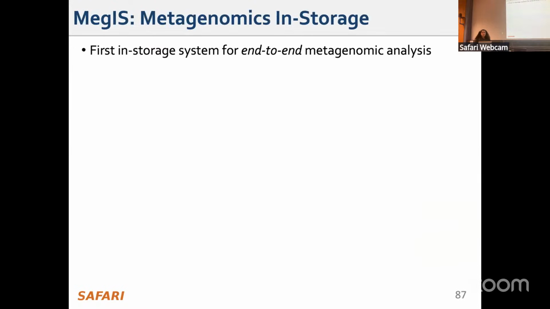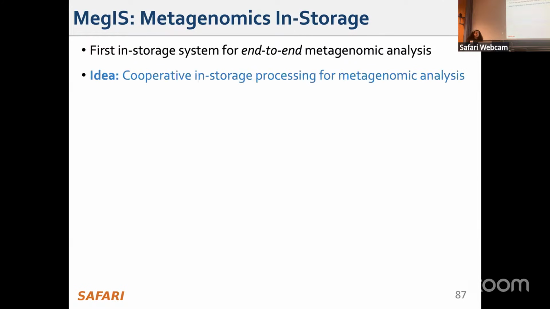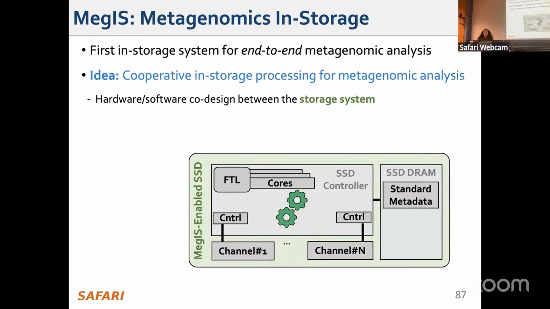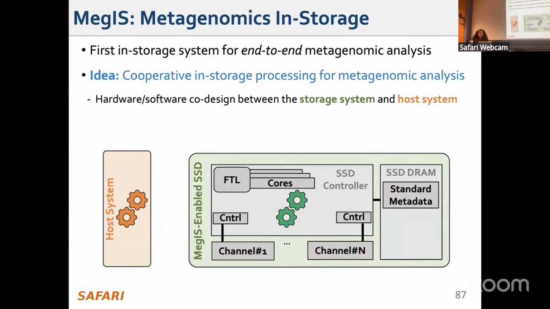So in this work, we try to address these problems, and we propose MEGIS, metagenomic in-storage. It's the first in-storage system for end-to-end metagenomic analysis. Its idea is cooperative in-storage processing for metagenomics, which is enabled by hardware-software co-design between the storage system and the host system. So we basically want to make these two help each other so that we can address the limitations of each of them. But of course, there are a lot of challenges that arise for making these two together do the job.